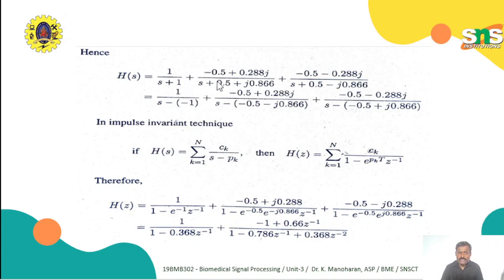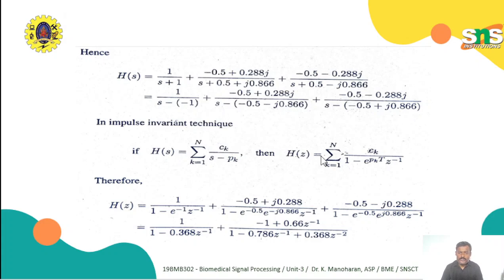Similarly for this also we have plus, so instead of that we need to take a common minus. That's why I am taking this numerator value as minus 0.5 plus 0.288j divided by s minus 0.5 minus j 0.866. If you multiply this minus inside, you get the same expression. Similarly here also I am inserting a minus, so the numerator keeps the same value, s minus of minus 0.5 plus j 0.866.